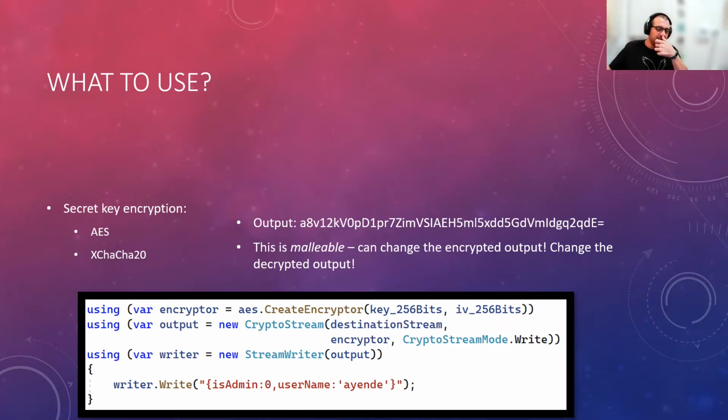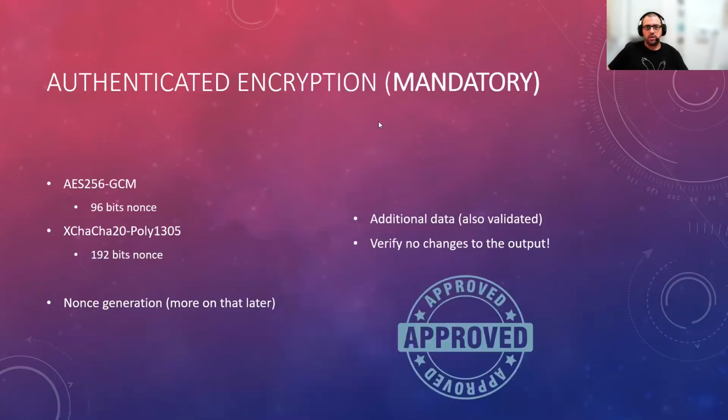And the reason this is important is because AES and XChaCha on their own don't provide me with authentication. And there have been many actual production errors because of this issue. This is why authenticated encryption is so important. This is the GCM and the Poly1305 that you see here.